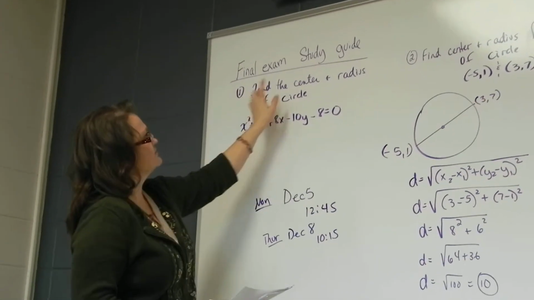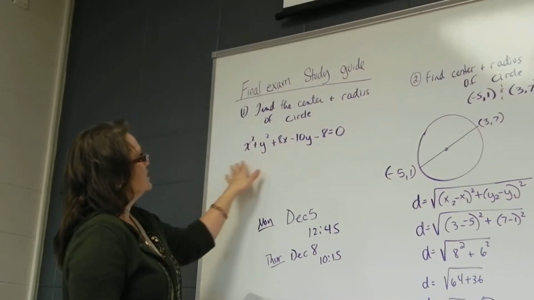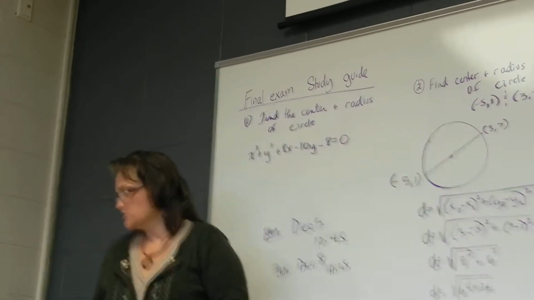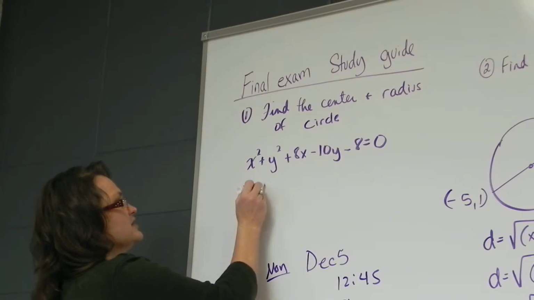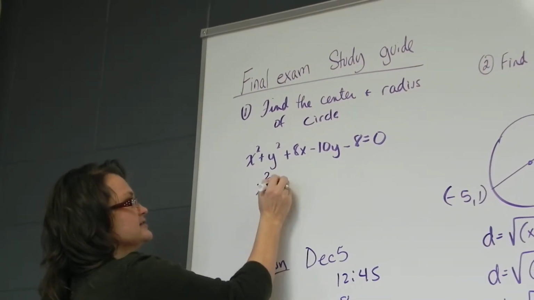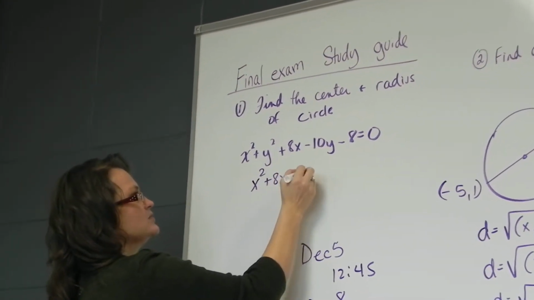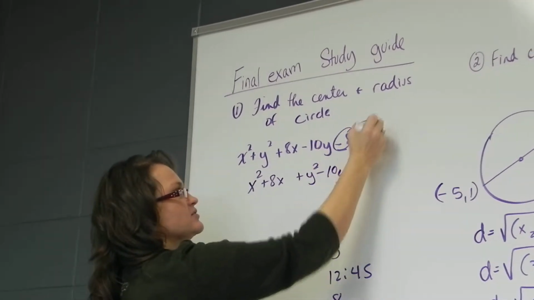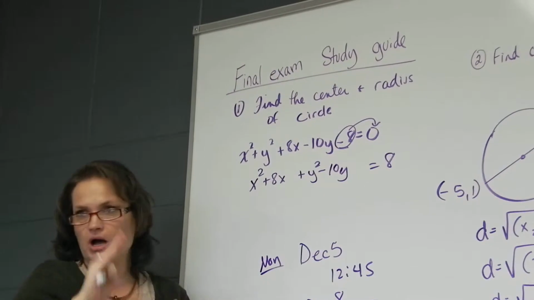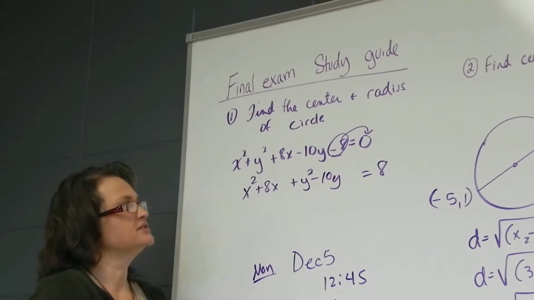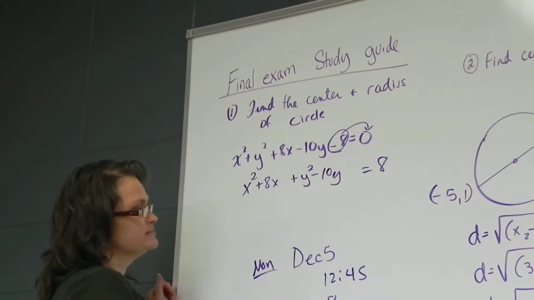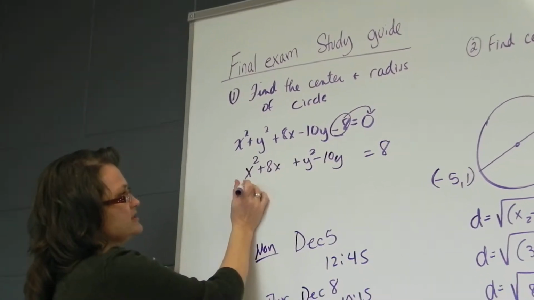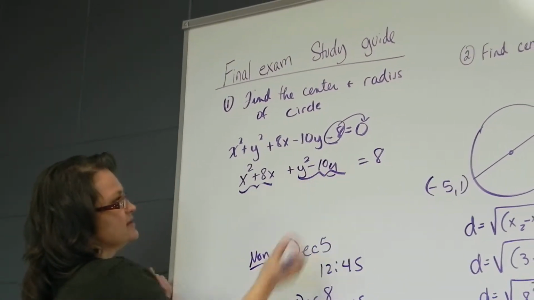The first question is find the center and the radius of a circle in its expanded form. So we want to gather the x terms, x squared and the 8x, y squared and minus 10y. And probably the constant isn't the right number you need to complete the square, so I always just throw any constants over to the right side. And then we're completing the square for the x's and the y's.